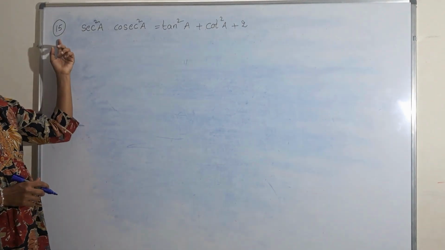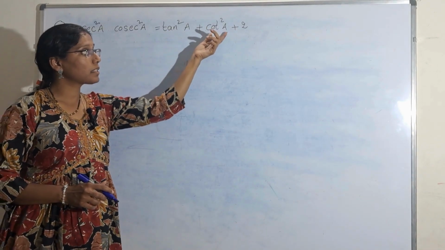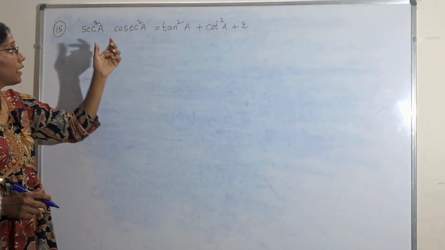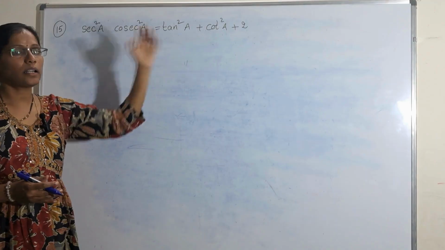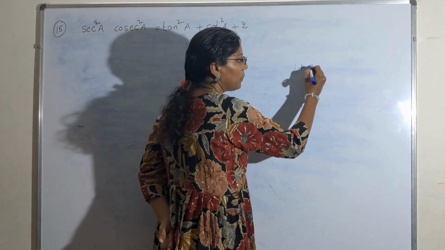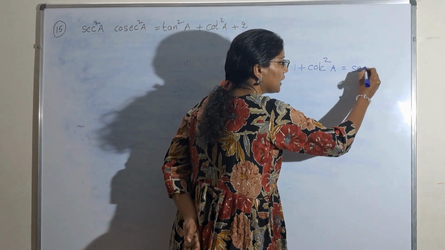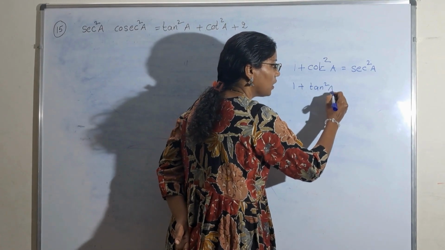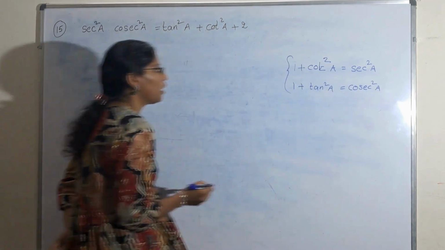Next problem is the 15th one. Secant square A into cosecant square A equals tan square A plus cot square A plus 2. On the right hand side we have tan and cot. On the left hand side we have secant and cosecant, which we have to write in terms of tan and cot. We have identities. What identities are there? 1 plus cot square A is equal to cosecant square A, and 1 plus tan square A is equal to secant square A. These two formulas we can use.